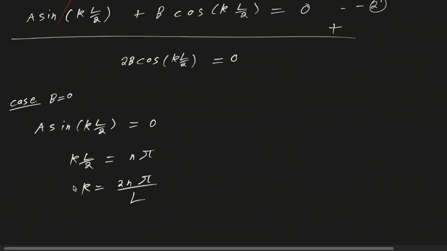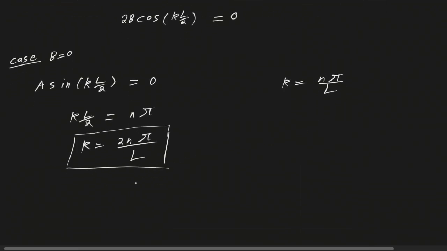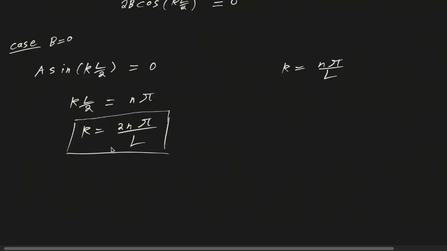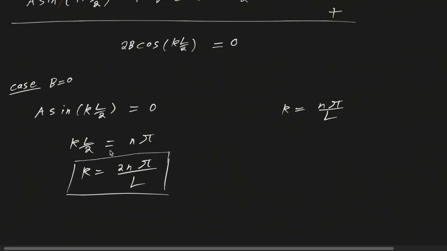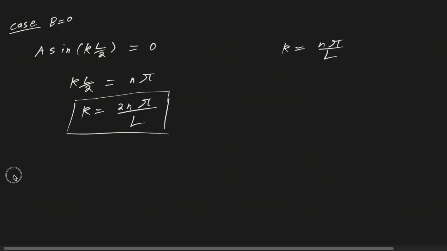So already we can see that k is different from the one that we had from the previous example, which had k equal to n pi over L. Now it's kind of different. It has a factor of 2. But no worries, we'll continue with our derivation. So we'll get that psi n of x, in this case, will be some normalization constant times sine 2n pi over L multiplied by x.